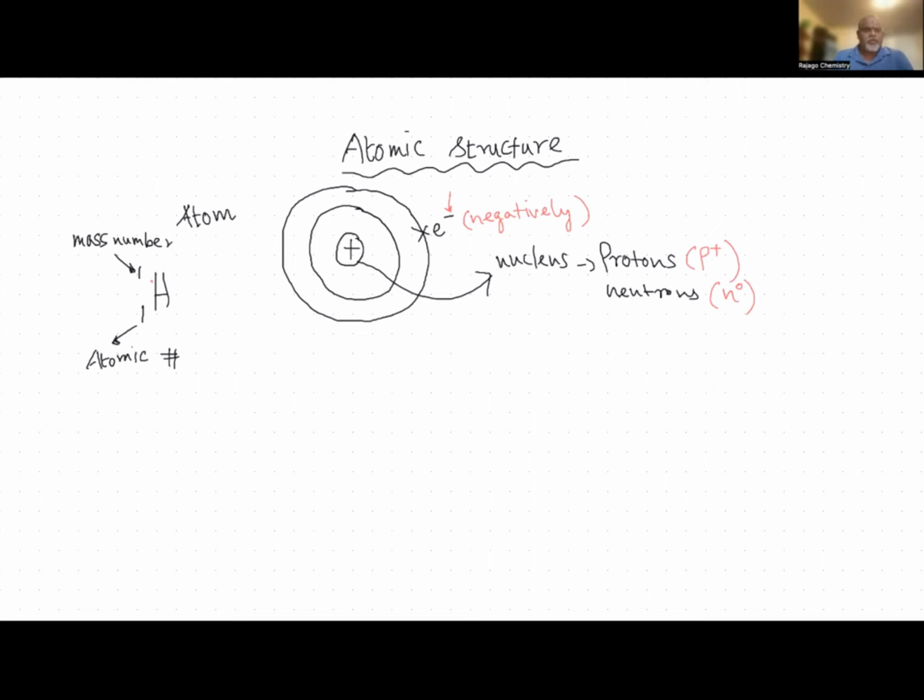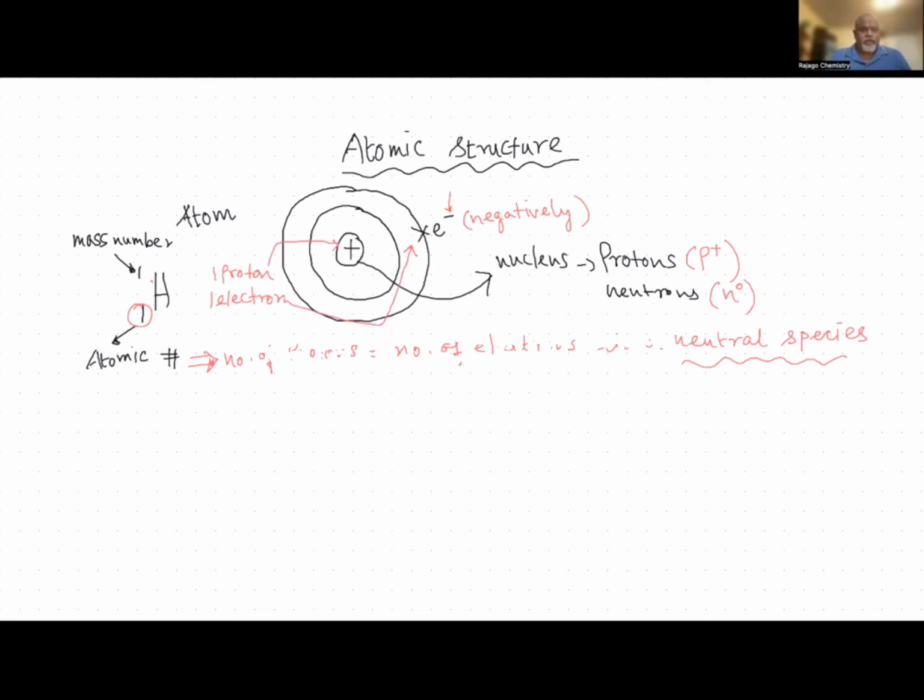The atomic number refers to the number of protons, which will be equal to the number of electrons in a neutral species. What is a neutral species? One in which no loss of electron has happened. So in this case, since the atomic number is 1, hydrogen will have 1 proton and 1 electron, meaning there will be 1 proton inside the nucleus, and 1 electron revolving around the nucleus.